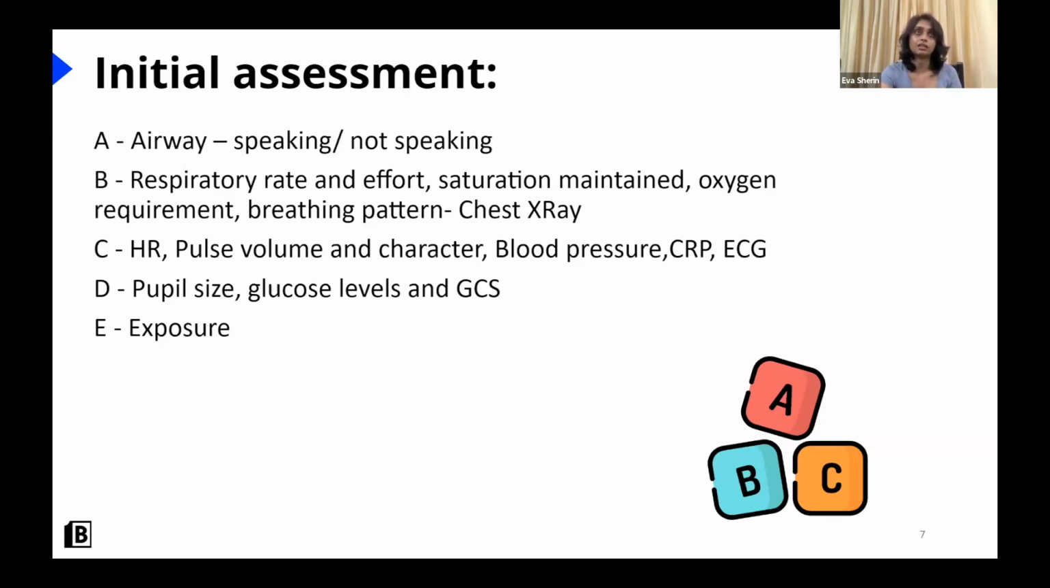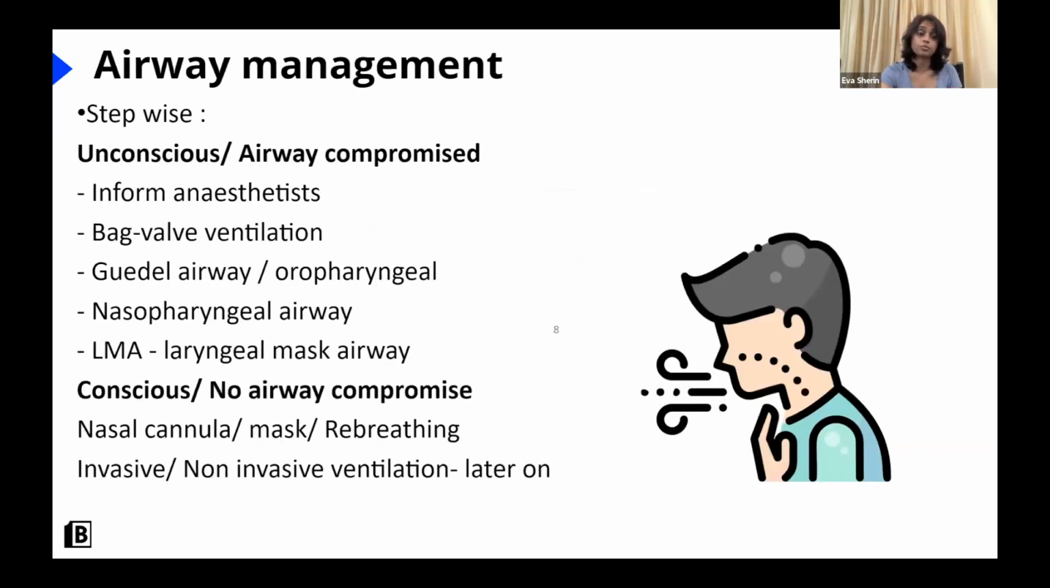So you do A, B, C, D, you reassess the patient. Once you realize that the patient is a bit more stable, then you can expose the patient and start looking into everything else. That also comes as a part of your history and examination, which you will be applying to your CRISP protocol. So, airway management.